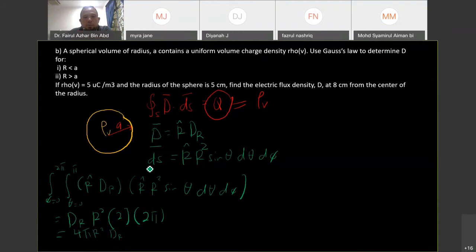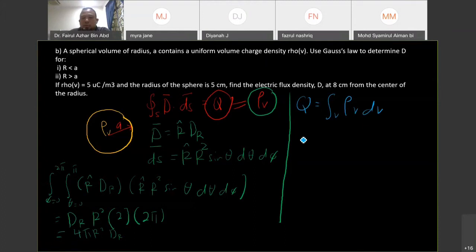So this is the solution for this side of the equation. Let's look at the solution for this part, which is rho v. If we have rho v, in order to find the total charge enclosed, we need to perform a volume integration of rho v dv.